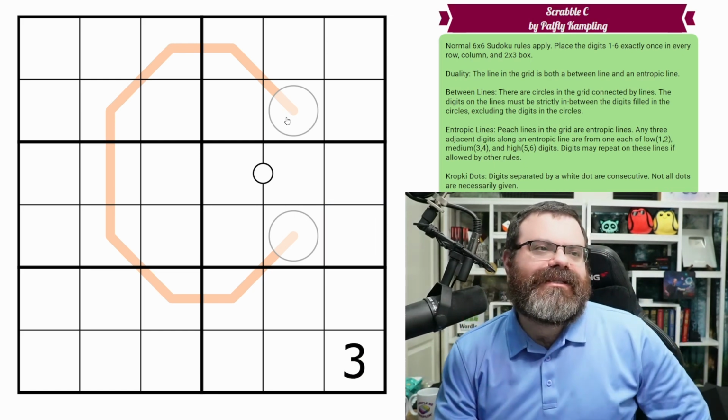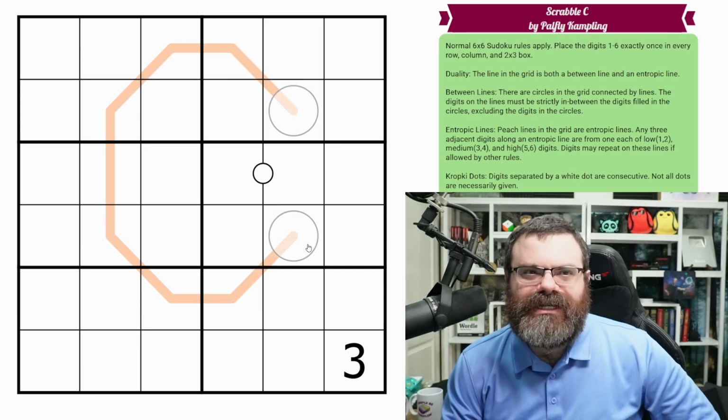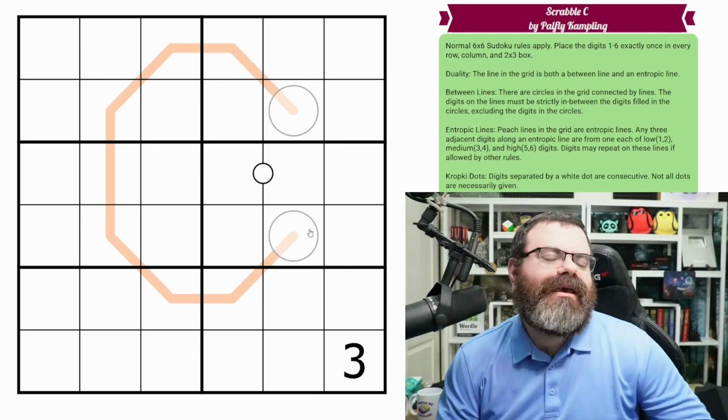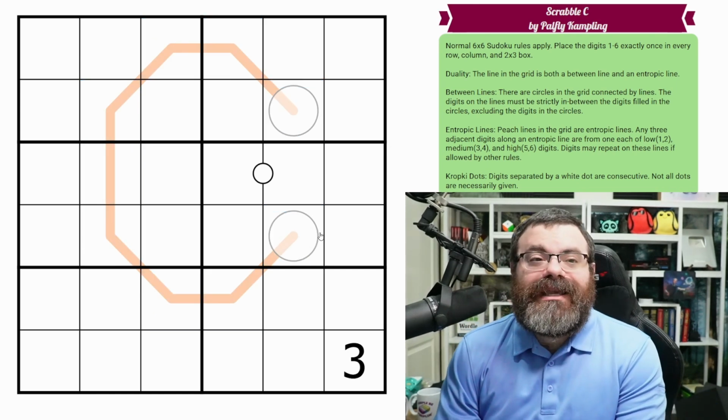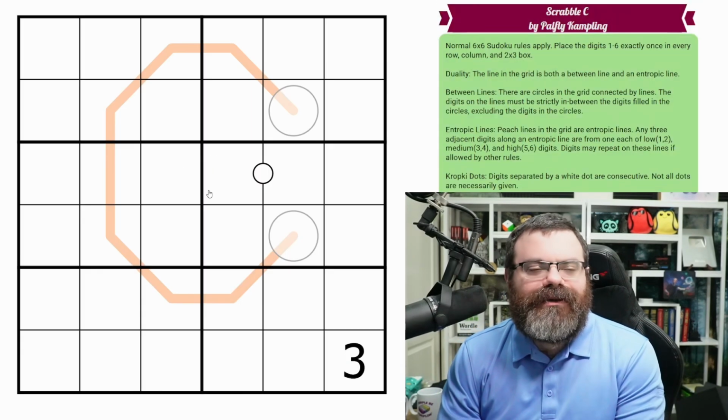And just remember that this is both a between line and an entropic line. So we have to follow both rules simultaneously. You can't just choose one. All right, cool. Those are the rules. There's a link in the description if you'd like to try the puzzle yourself. And I'm going to get started right now.